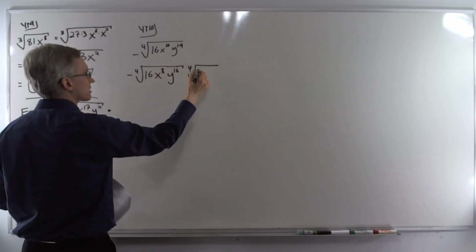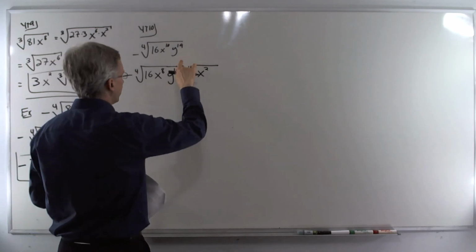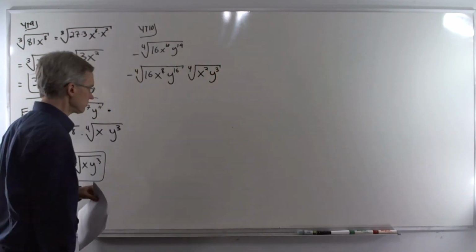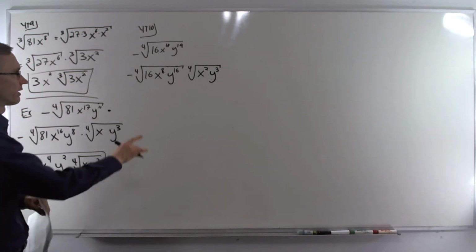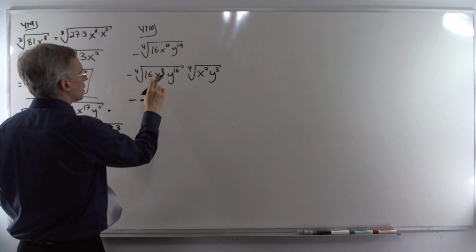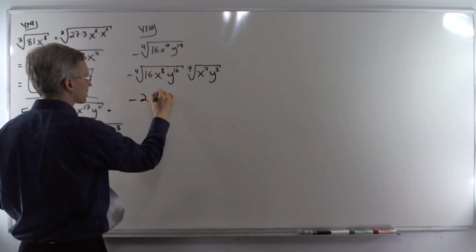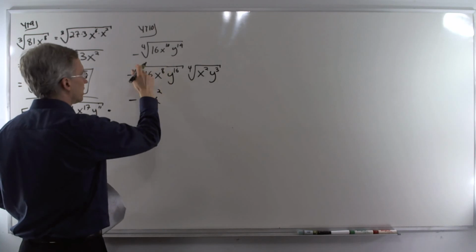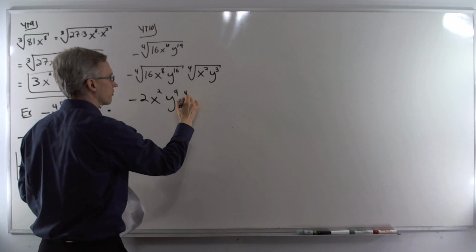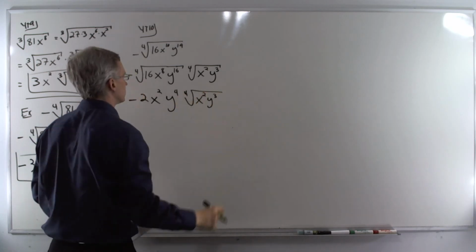We have 2 more x's unaccounted for, so we'll put them over here. And here we have 3 y's left over, so we'll put them here. Now we can evaluate this one. So we get negative, 4th root of 16 is 2. 4th root of x to the 8th, 8 divided by 4 is 2, so we get x squared. And 16 divided by 4 is 4, so we get y to the 4th power.